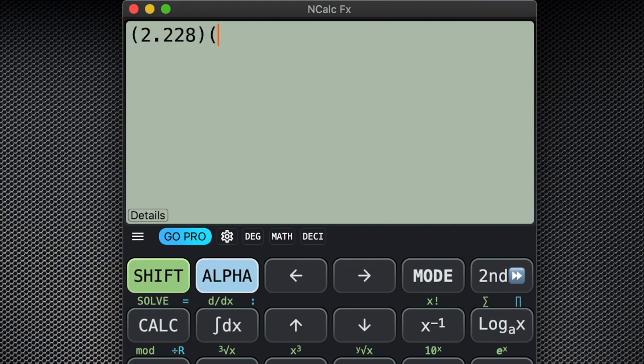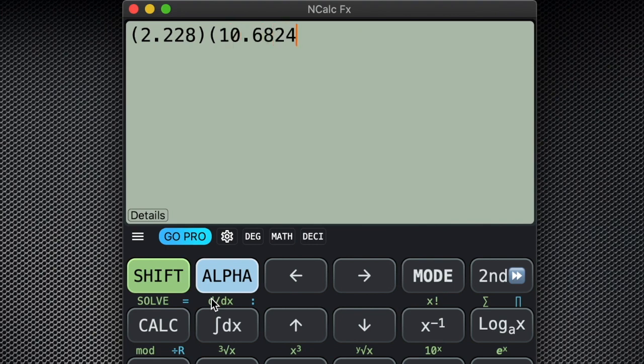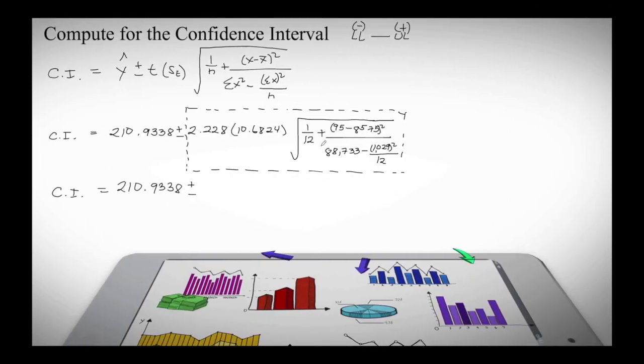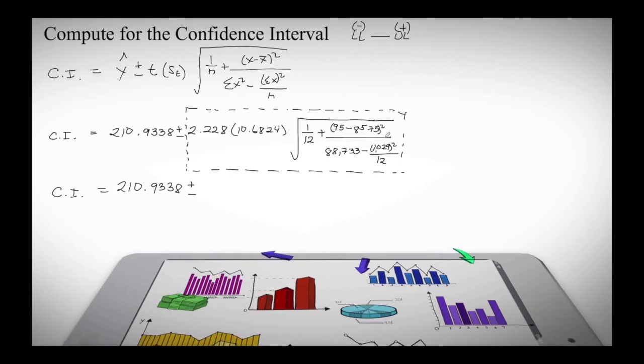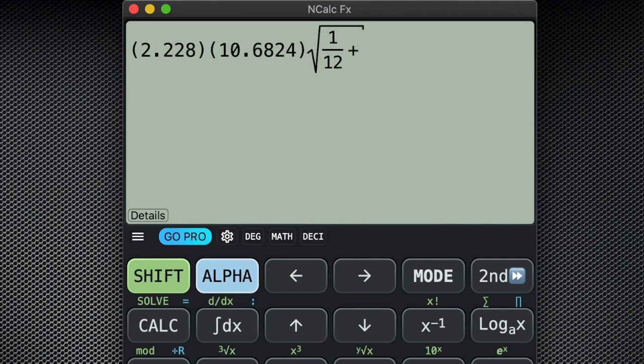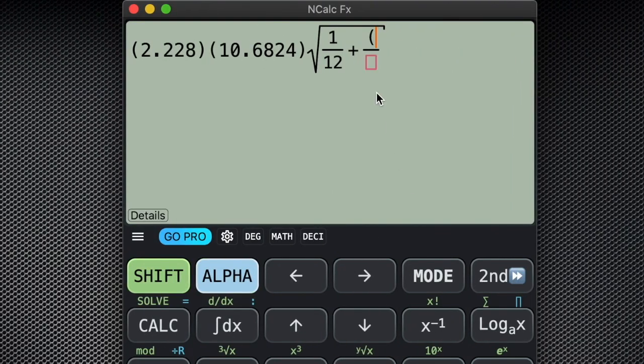Let's input 2.228 multiplied to, let's have here 10.6824, multiplied to square root natin. Sa loob ng square root, we have their fraction. Okay, so ayan, 1 over 12, then plus ulit. Let's have ulit fraction ulit tayo dito. So let's type here fraction. Then sa taas, for our numerator, 95 minus 85.75, then squared siya. So 95 minus 85.75, then let's have here square.